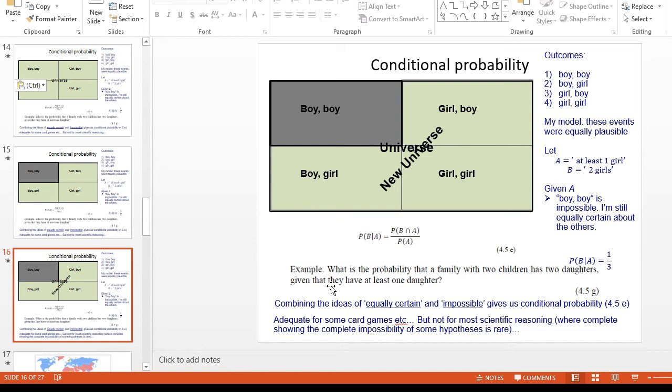And all we've done there is we've manipulated the concepts of equal certainty or indifference and impossibility. And we can use that to obtain an intuition of what conditional probability is, and we can see that our conditional probability formula is well behaved in terms of how this outcome should work. Good. So this is something that we need to understand mathematically.